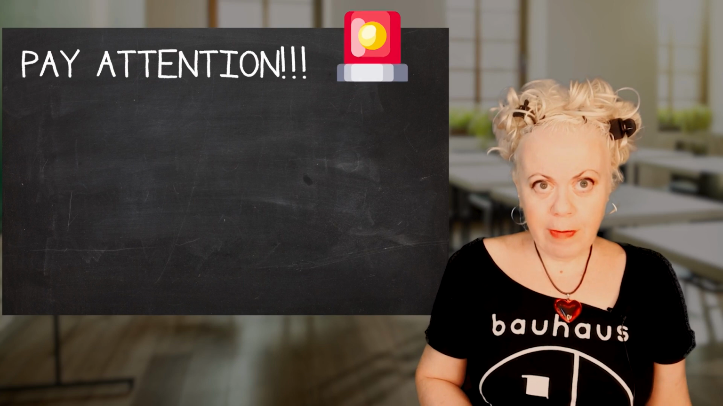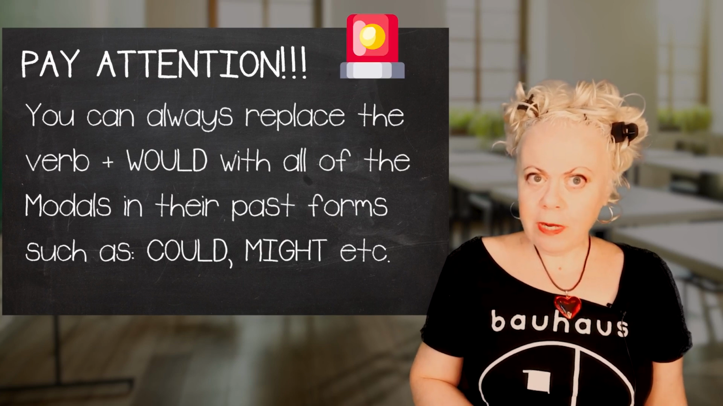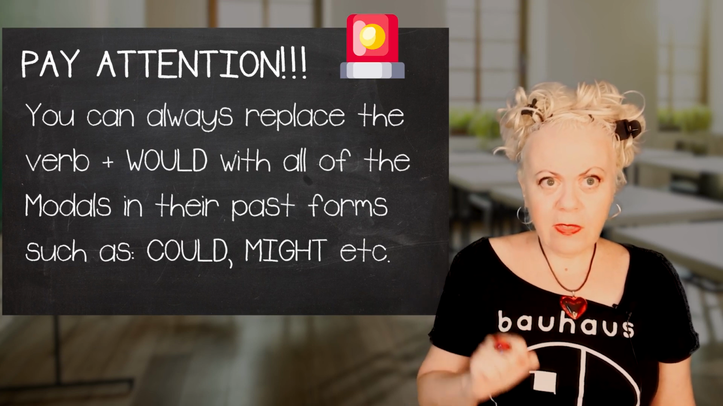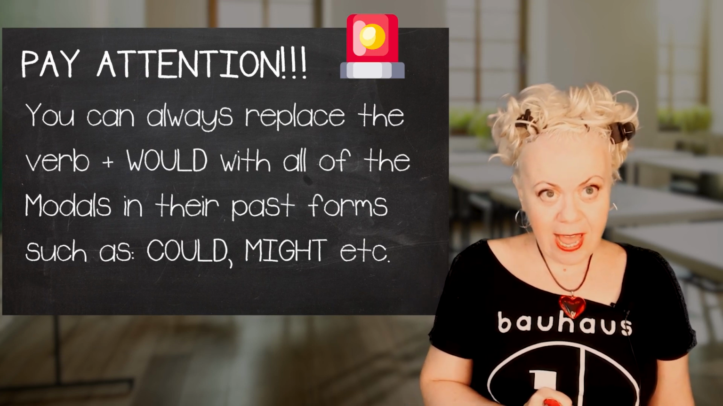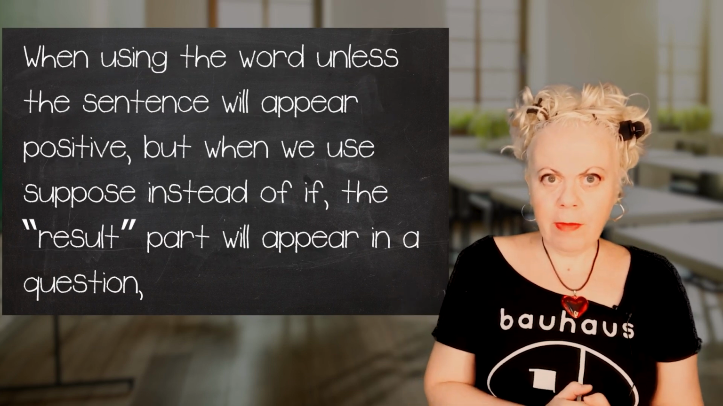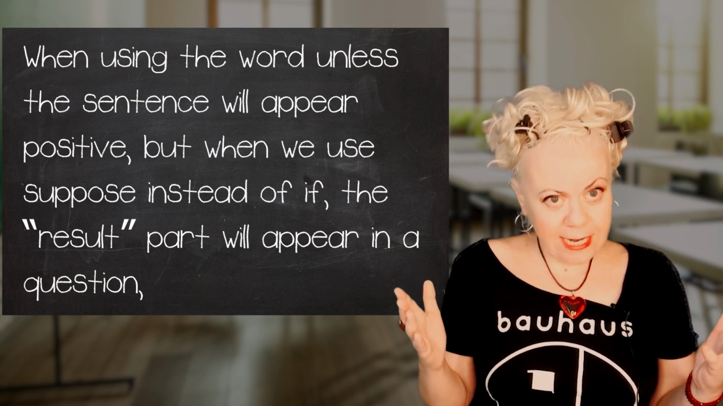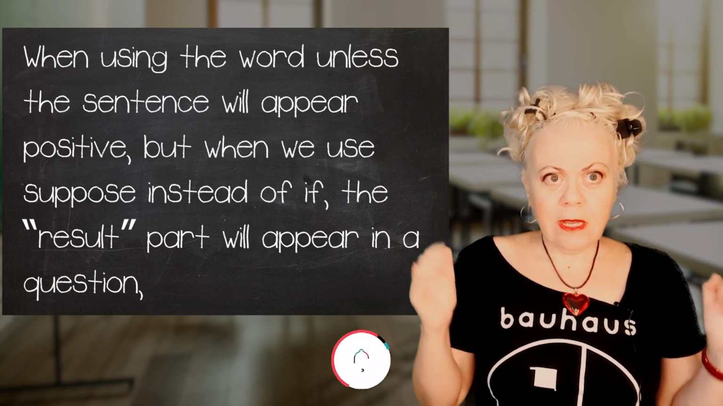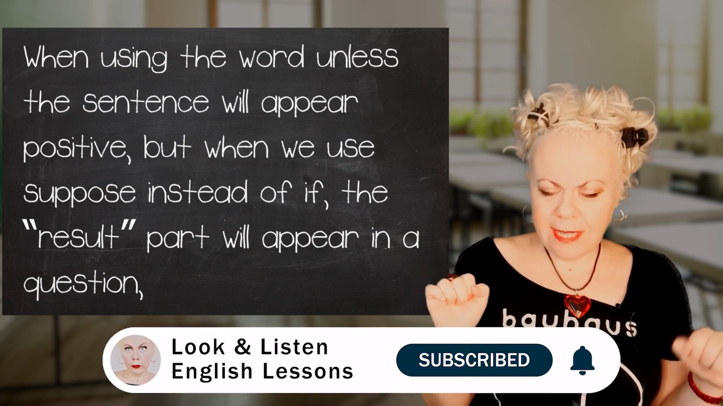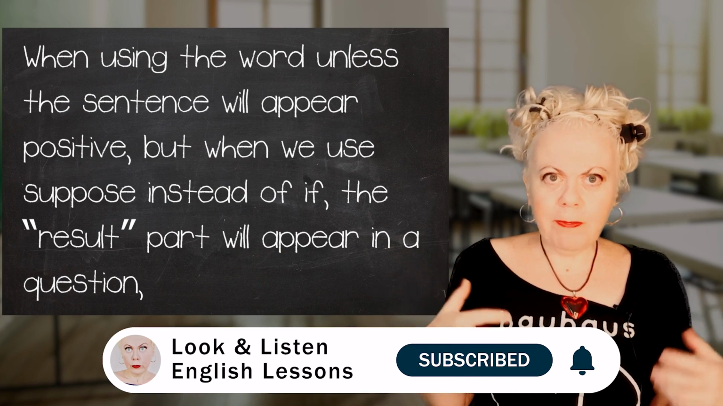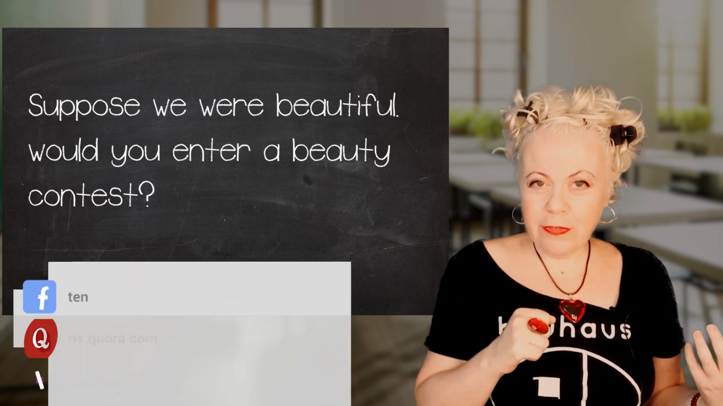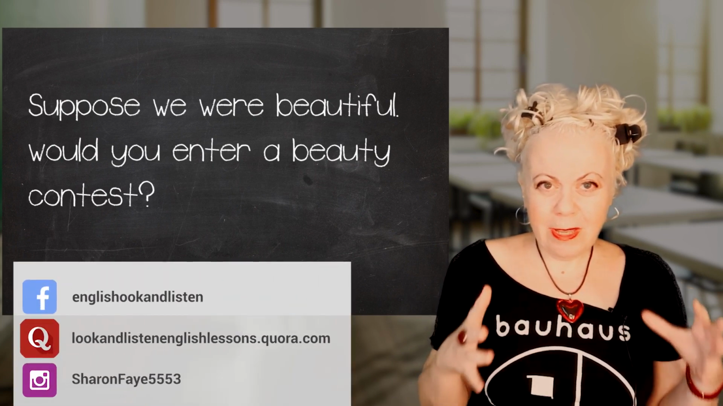Now here's something to remember. Pay attention. You can always replace the verb plus would with all of the modals in the past form, such as could, might, etc. And one more thing to remember. When using the word unless, the sentence will appear in a positive form. But when we use suppose instead of it, the result part will appear in a question. For example, suppose we were beautiful. Would you enter a beauty contest?